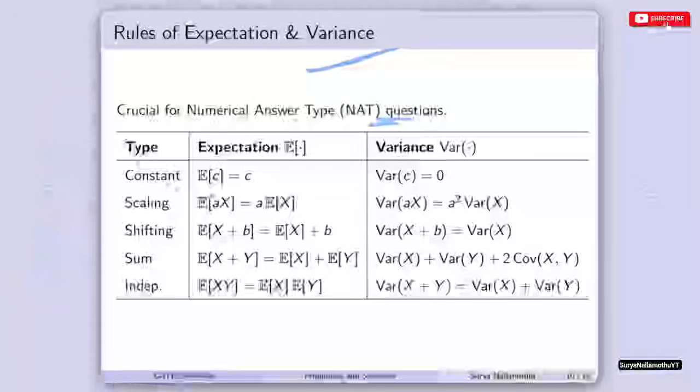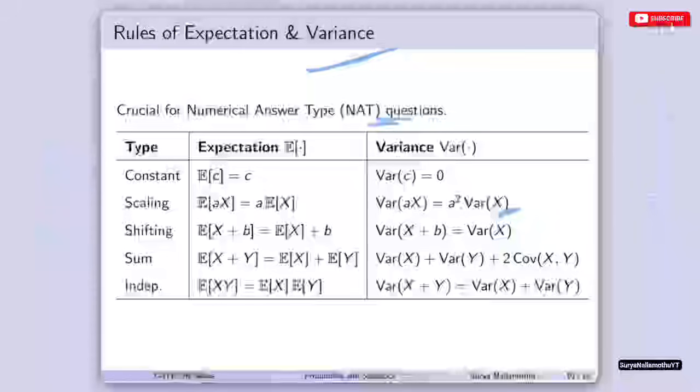First, these are the different types of expectations and variances. Let us consider a constant value entering the expectation, then we get that constant value. But the variance of c is equal to 0, so we can't get that constant value, we get 0. Next, the expectation of a into x is equal to a times the expectation of x. The variance we get is a square into x. For example, 2 into x, so we get 2 square into variance of x, that is 4 into variance of x. So that was asked in a previous question.